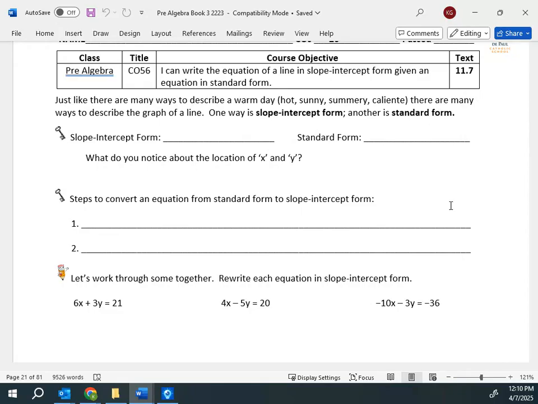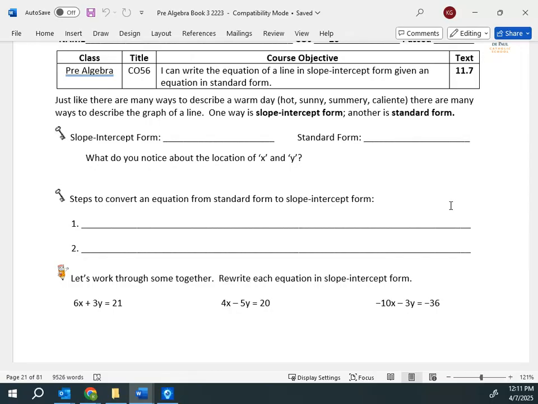Okay, so CO56. I can write the equation of a line in that slope-intercept form, which is what? Y equals mx plus b. So we're going to be doing that same slope-intercept form, but this time we're going to be given an equation in standard form. So we're going to see how we do that slope-intercept form when we're given standard form.